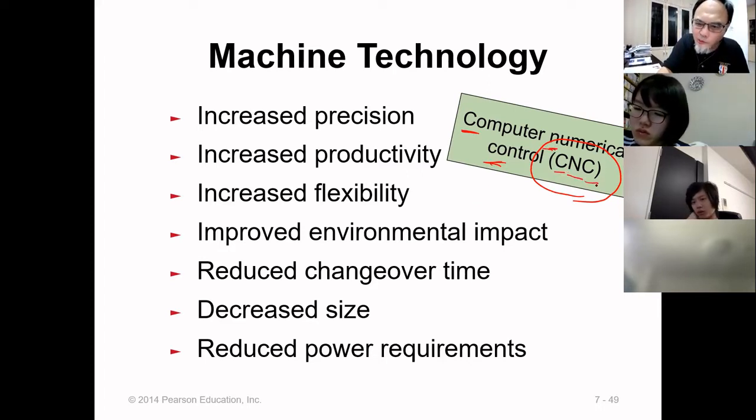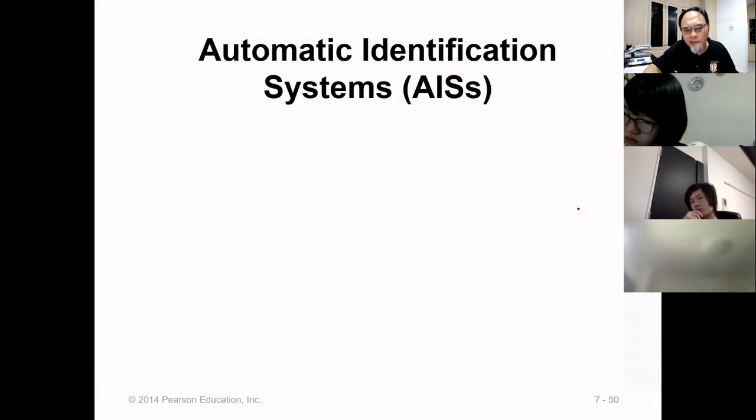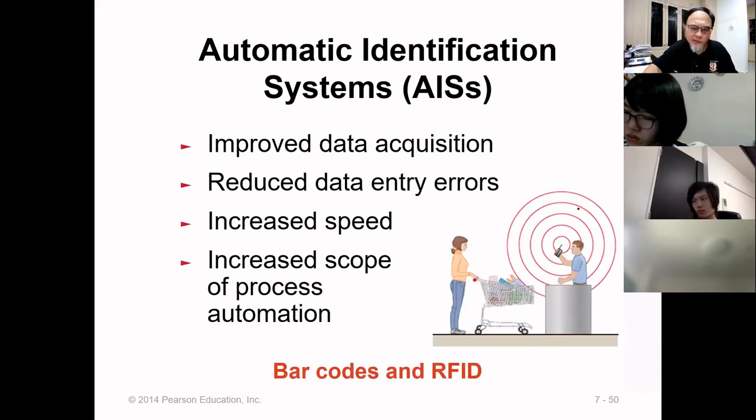Computer numerical control. Why? Because machine is controlled by computer. It's like robot also, right? Robot is controlled by computer to do the movement. Okay, movement. We will actually have to do this machine. Machine is very, very important in today's what you call production line.